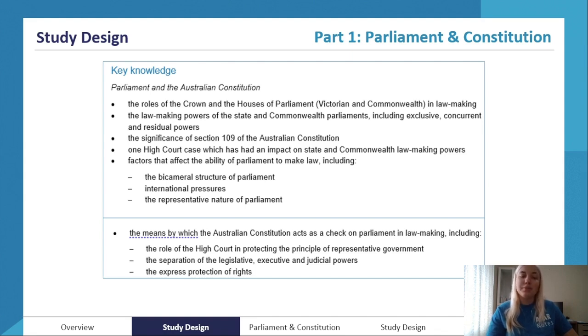International pressures. So, consider international events such as terrorism or COVID-19 pandemic. We'll be using COVID as the example for this one. And the representative nature of Parliament. The fact that we have regular elections and members of Parliament must be representative of the people's views.